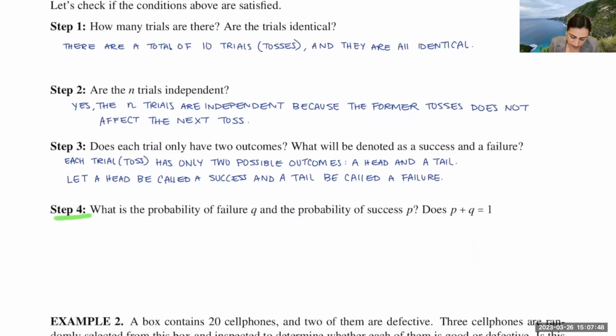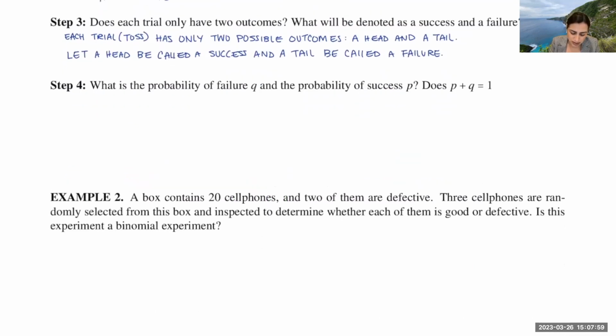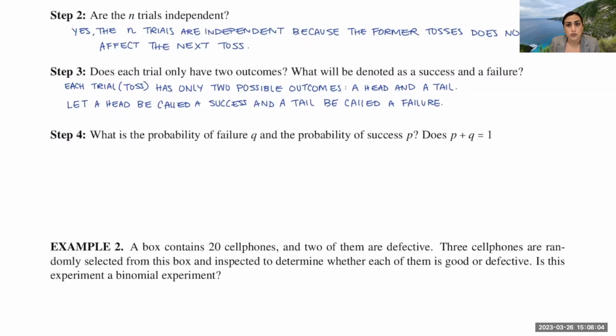Step 4 is asking, what is the probability of failure, Q, and the probability of success, P? We said that a success in this case would be getting heads. The probability of getting heads is 1/2, which is 0.5, and it is always constant. Let's go ahead and write this down. Little p is a success. The probability of success is 1/2, which is the same thing as 0.5. So the probability of success is 0.5.